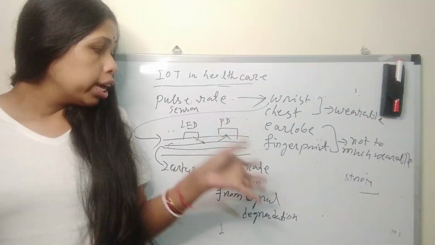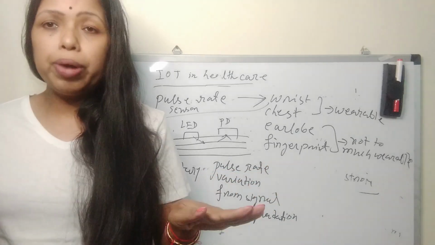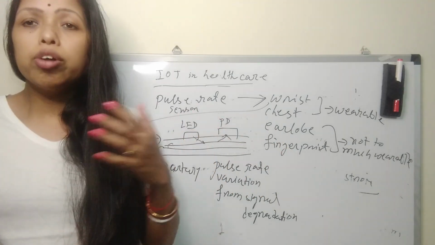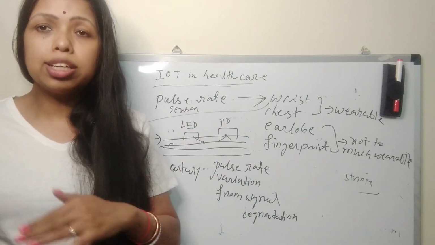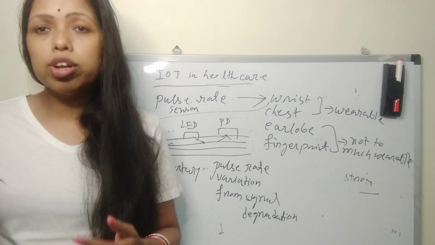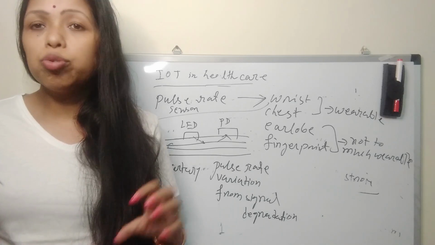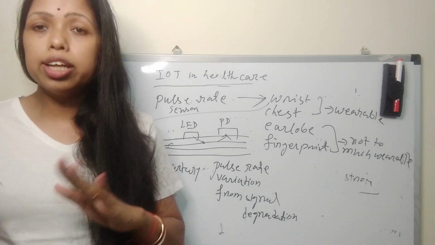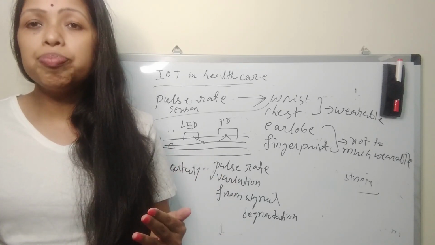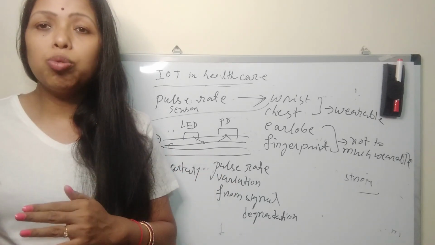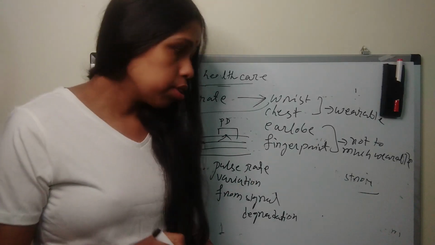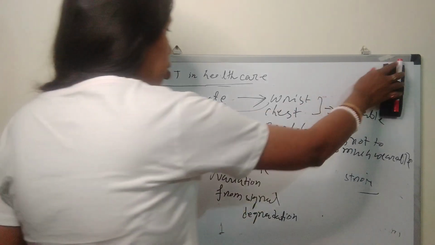But if the person is in motion, there will be movement, and you cannot get an accurate pulse rate variation. So you will not get the accuracy of that pulse rate. For that, an accelerometer is used: if there is a movement, the accelerometer calculates the movement of the person. From this movement of the person, the pulse rate accuracy can be calculated, right? So this is about the pulse rate sensor.